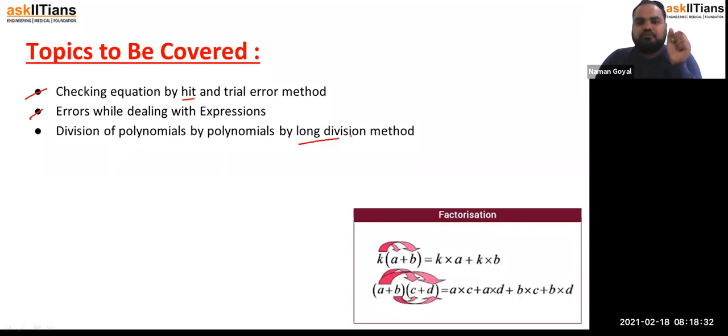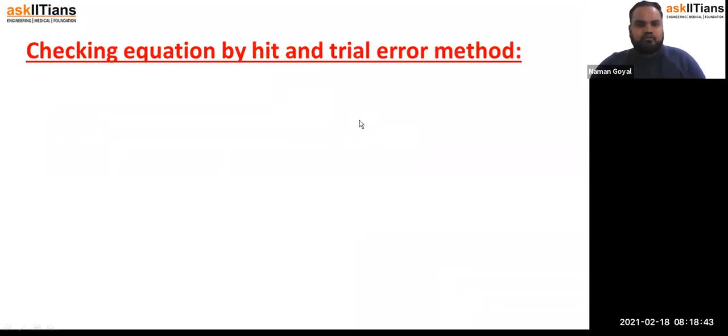As I told you in the previous lecture, we learn how we divide a polynomial by a polynomial by the long division method in the next class. So in this class, we are going to learn about what? Okay, so we are going to start.